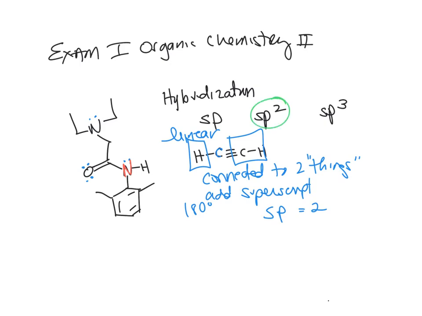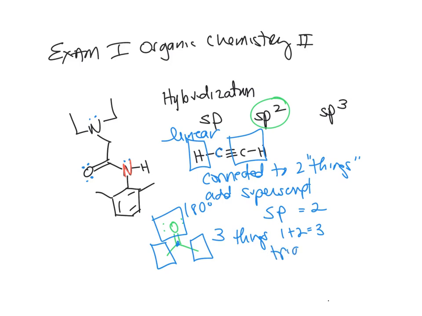For sp2, the superscripts add up to 3. If you look at this carbonyl carbon here, it is connected to 3 things. If you add your superscripts, 1 plus 2, that's 3. And so this is trigonal planar. You just memorize that. It's flat, it's planar, and it's 120 degrees.